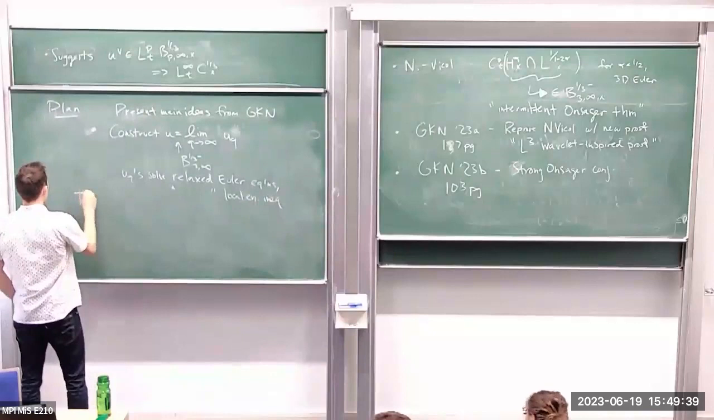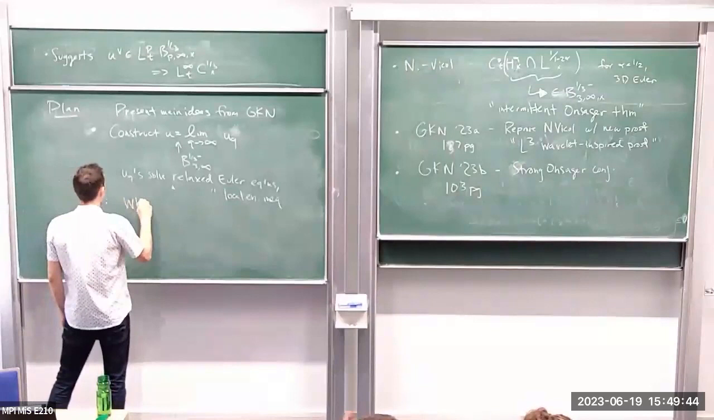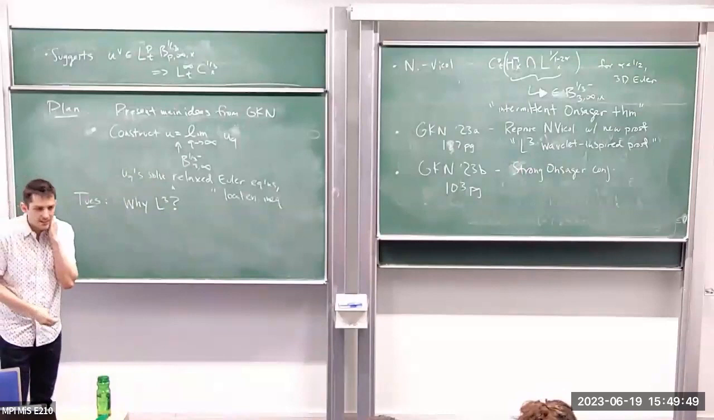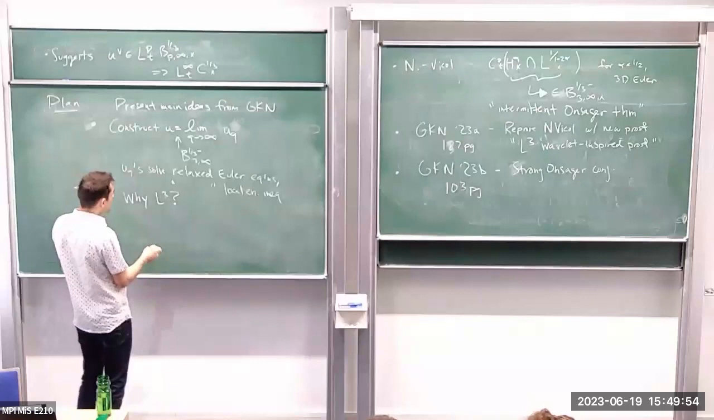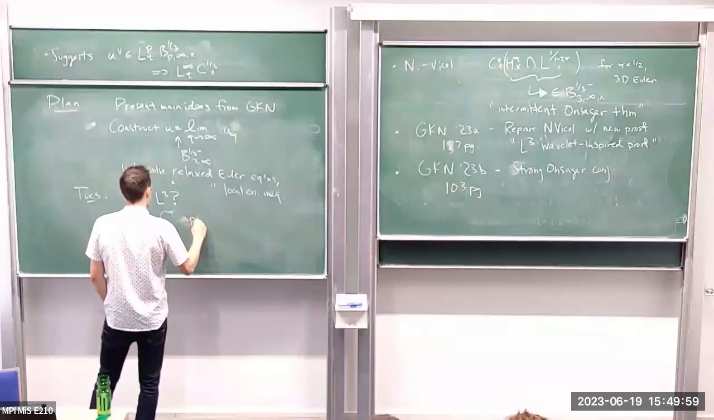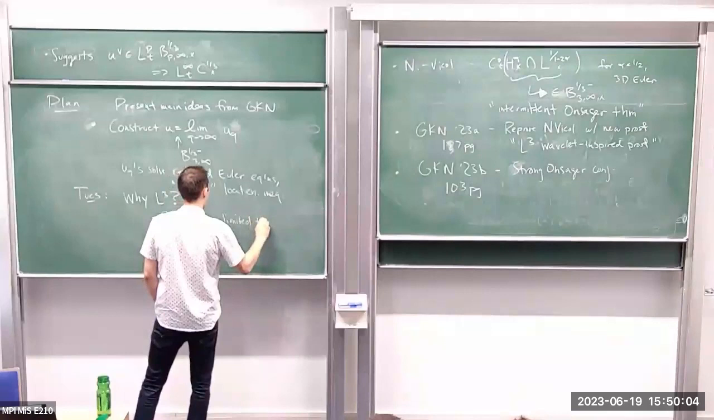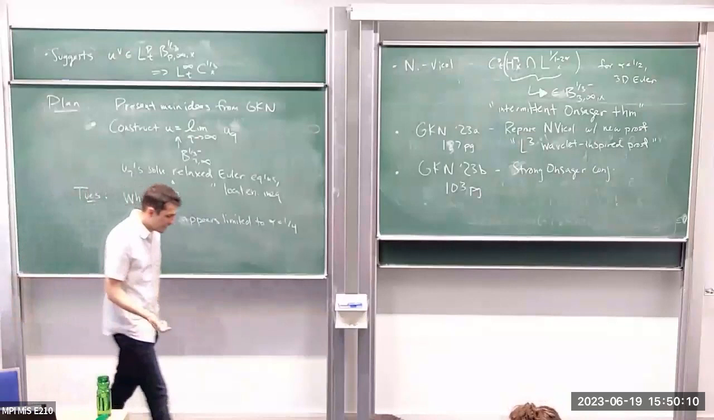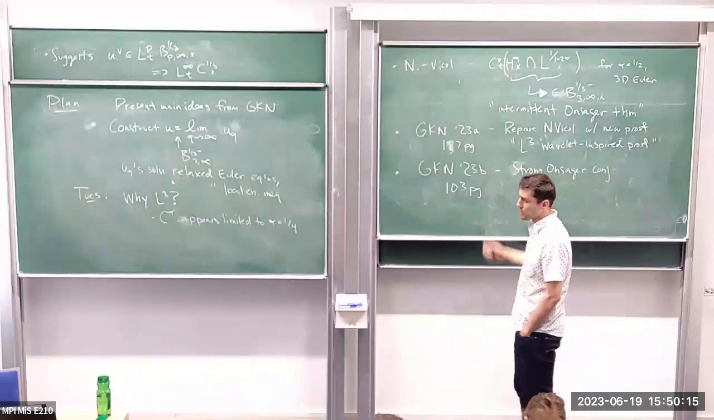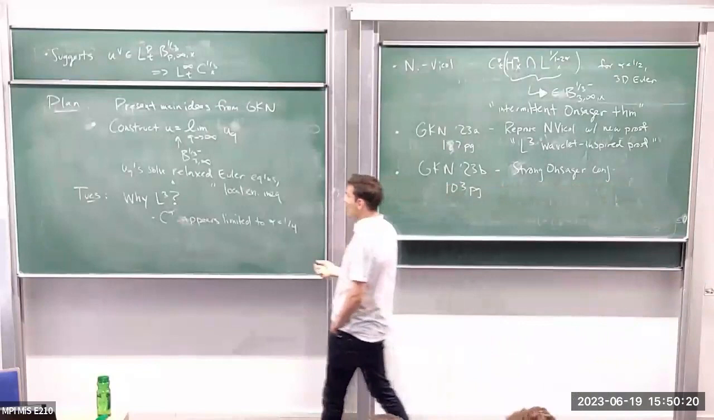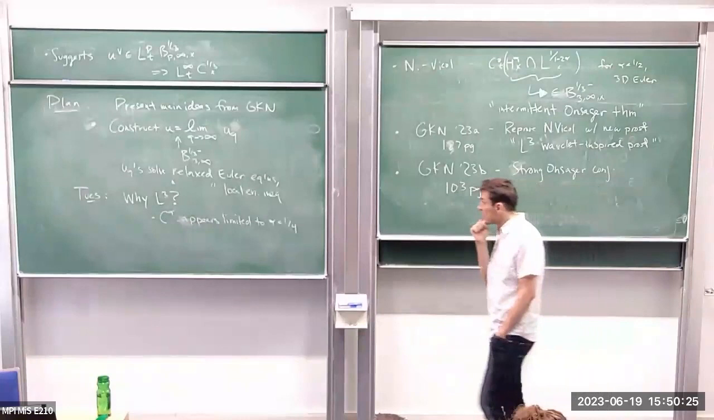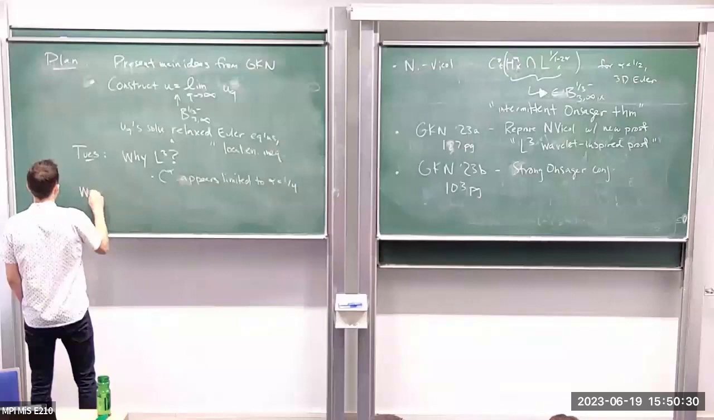The first thing I want to explain is why L3. As I mentioned earlier today, the basic reason is that C alpha appears limited to alpha less than 1/5. Making estimates in L3 is part of what makes these papers long. It's much harder than making estimates in L infinity. But I'm only working in L3 because I really don't know how to do it in C alpha. So that's the first thing I want to explain. And following up on that is this idea of a wavelet iteration.